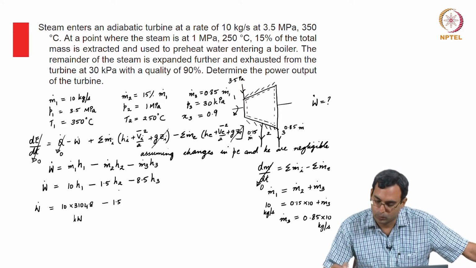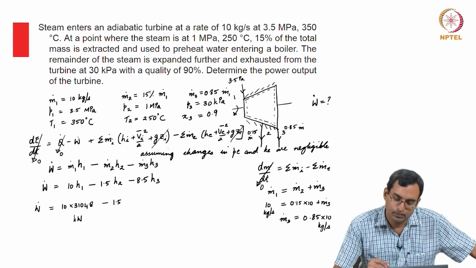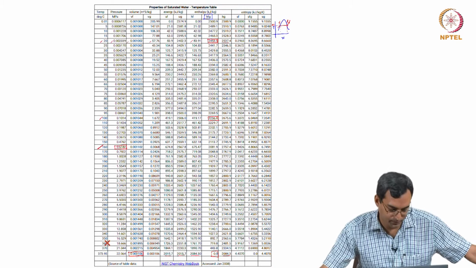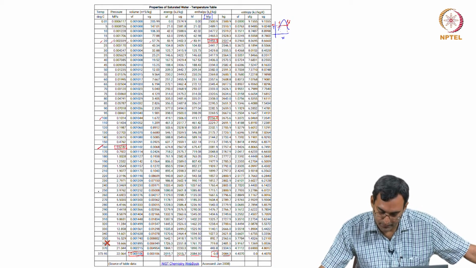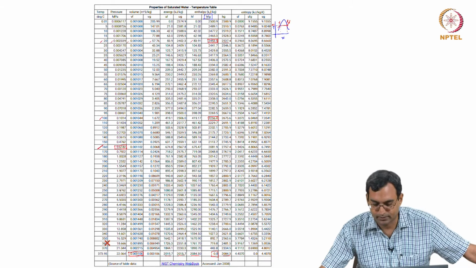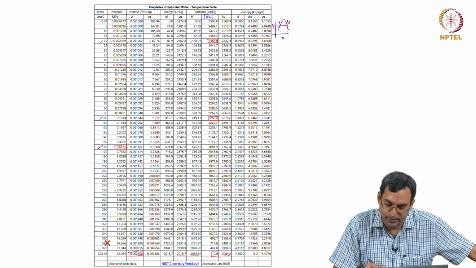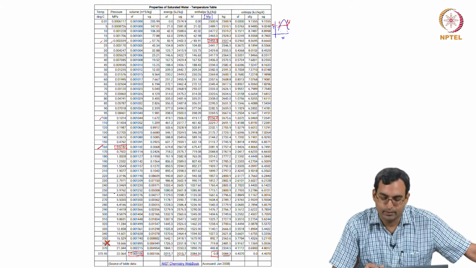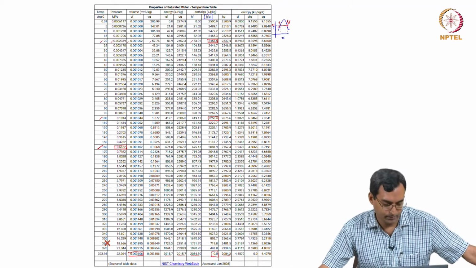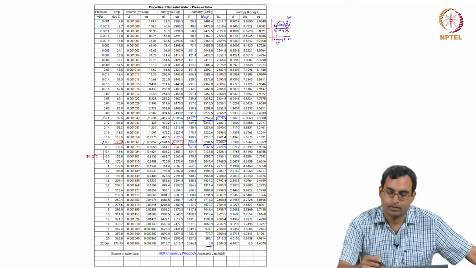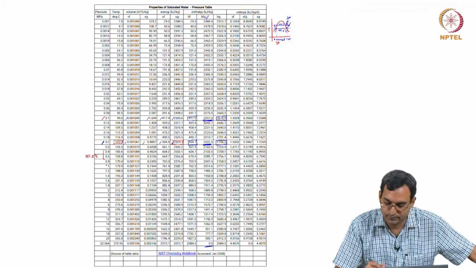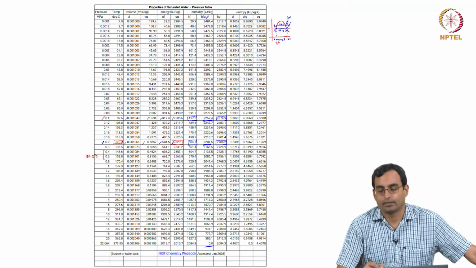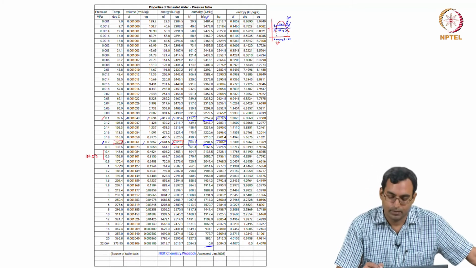The next is H2. At point 2, the condition is 1 megapascal and 250 degrees centigrade. So, I am going back to the steam tables. At 250 degrees centigrade, if the pressure was close to 4 megapascal, it would be at saturation. Now, the pressure is lower than that, so it must be superheated. I can also see the same thing if I go to the pressure table and look at 1 megapascal. At 1 megapascal, if it was approximately 180 degrees, it would be saturated. I am at a higher temperature than that, so I must be in the superheated state.